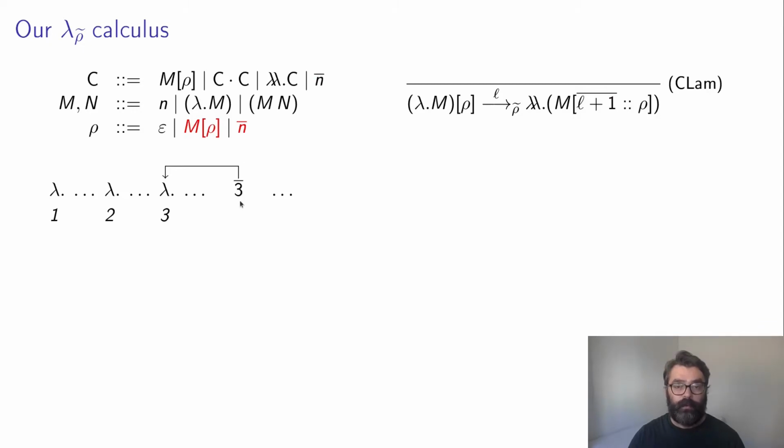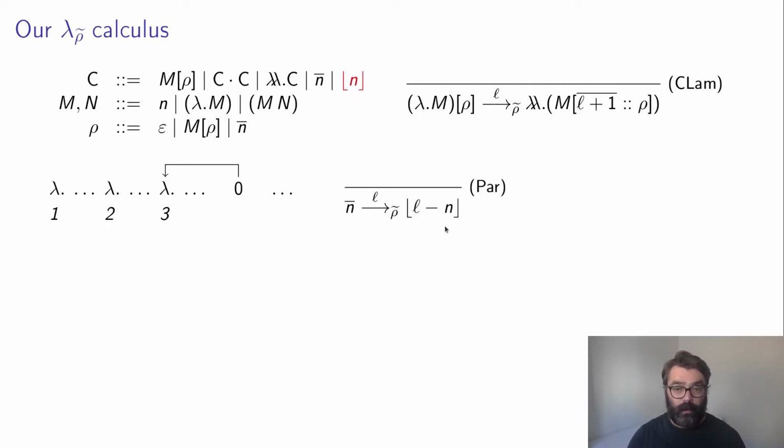When a level is retrieved from the environment, the index corresponding to it can be calculated by subtracting the level from the current lambda nesting level. A new rule takes care of this calculation and embeds the calculated index into a new constructor for absolute indices. Absolute indices are formal parameters of applied abstractions that are not relative to any environment.